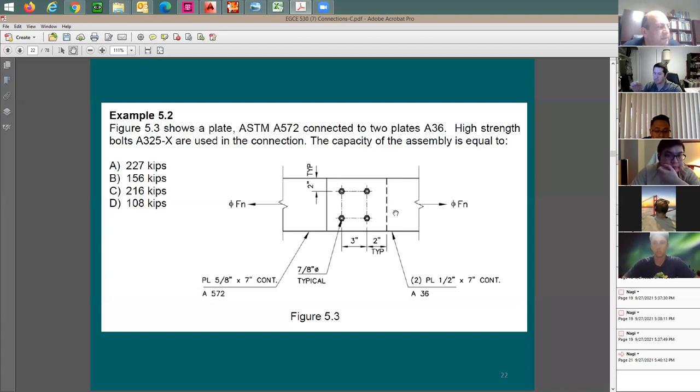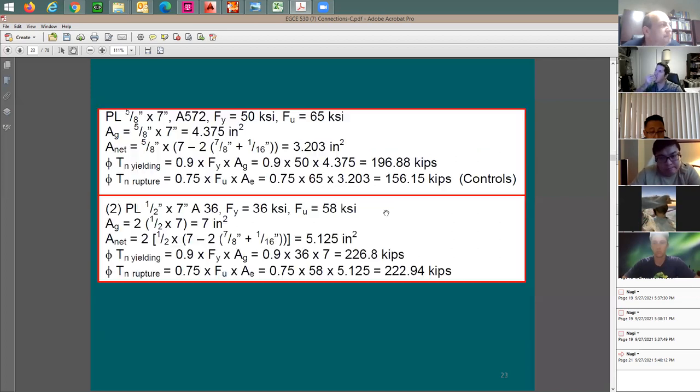It's okay. So I have the same, I'm going to have here 3 items that I need to figure out. The tensile strength for both of these 2 plates, tensile strength for the 1 plate, the 572, the high strength, and shear strength for the 7/8 of an inch bolts, but it's going to be double shear here. So we're going to have here 4 bolts and also double shear. Okay.